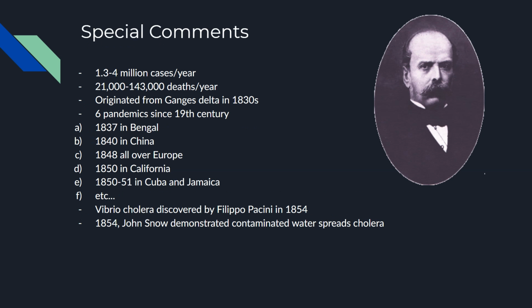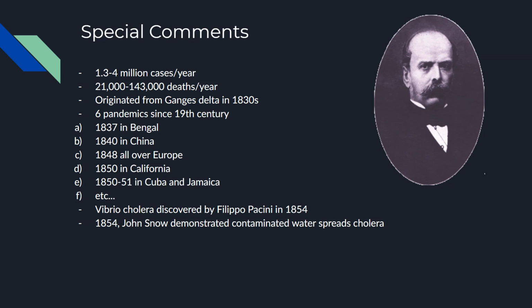There are a few special facts I'd like to tell you. There are like 1.3 to 4 million cases of this a year, and like 21,000 to 143,000 deaths per year. It came from the Ganges Delta in the 1830s, and there have been 6 pandemics. There are a few incidents of it, such as in 1837 in Bengal, 1840 in China. It exploded in 1848 in Europe. It went to California in 1850, and it got to Cuba and Jamaica in 1851.